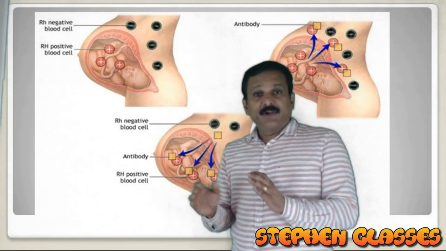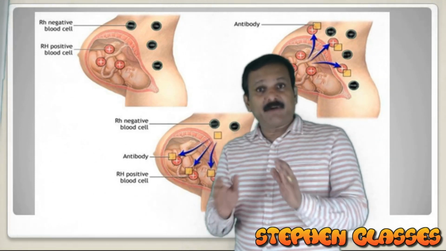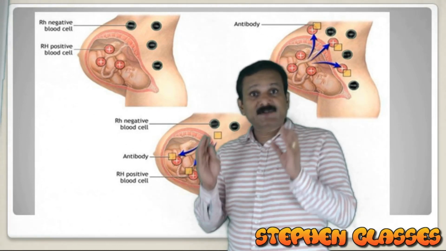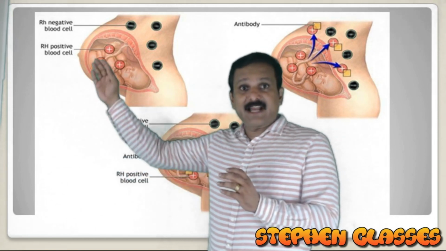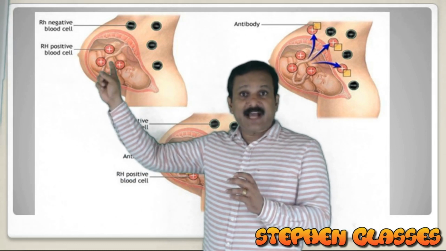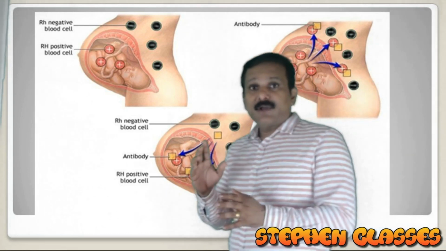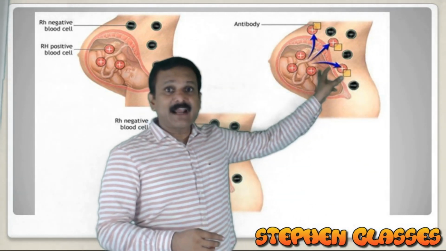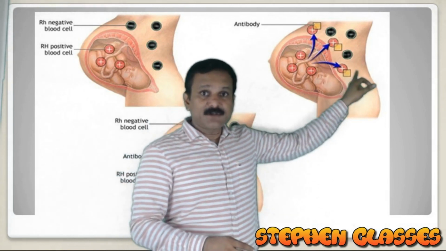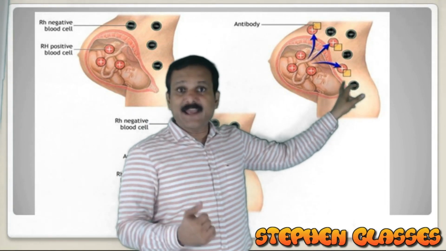During the 9 months of gestation there is no complexity, but at the time of delivery you can see the blood vessels are breaking. So there is possibility of some of the RH antigens, which are present in the fetus because it has RH positive blood, entering the mother's blood. So the mother is sensitized by the RH antigen entering from the fetus into the mother's blood.